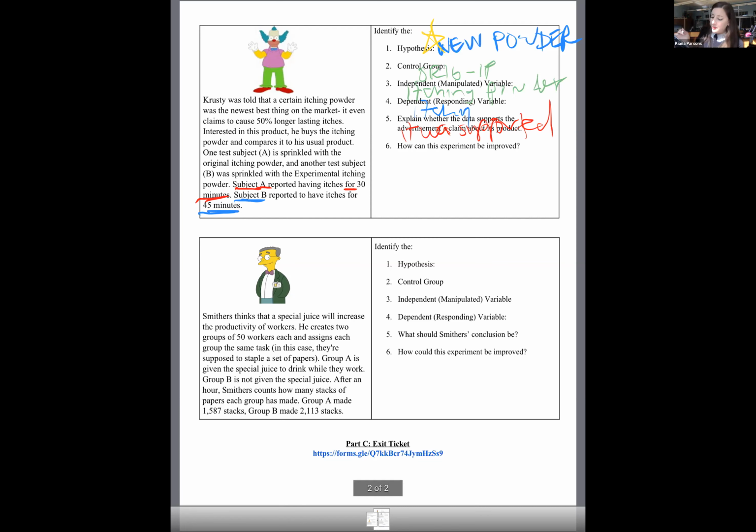How can this experiment be improved? Well, we want a larger sample size. What do I mean by that? A larger sample size means Krusty is going to try this on many people. So test powder on more participants.